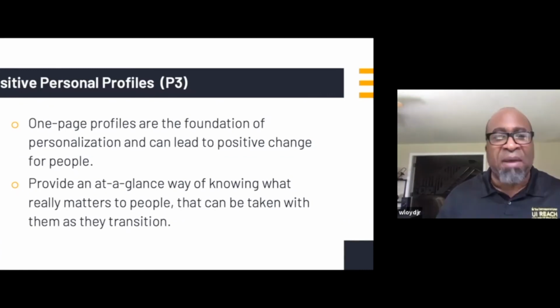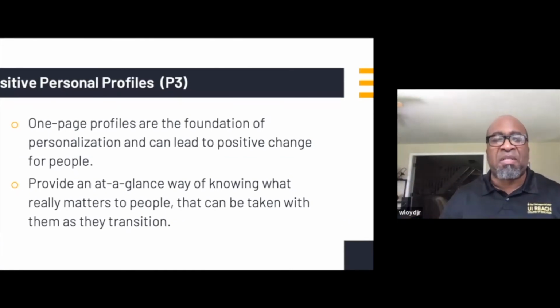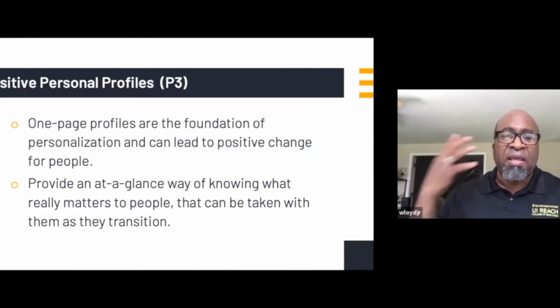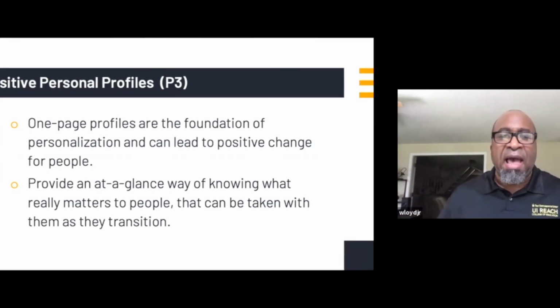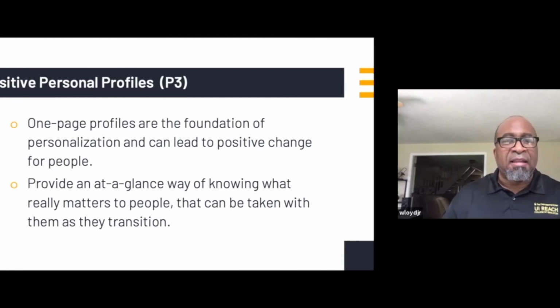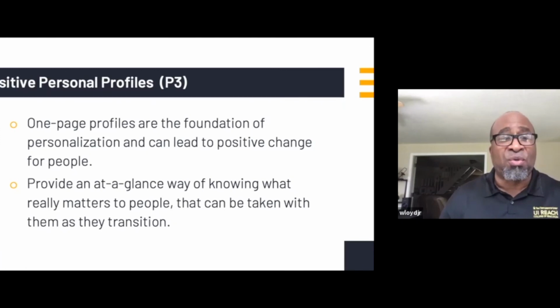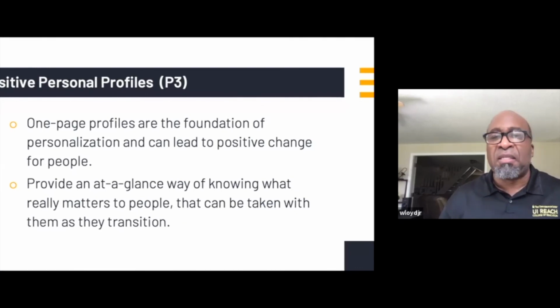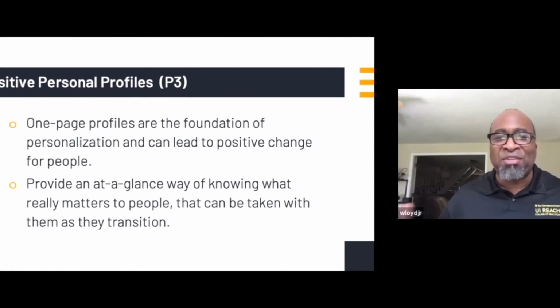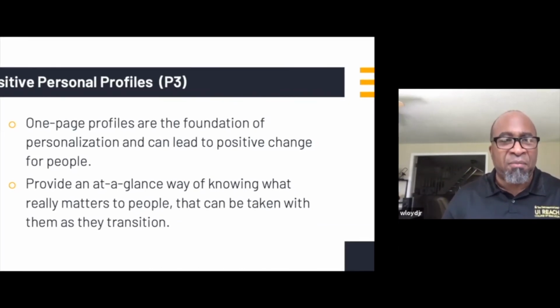It's personal because it's all about you. And third, it represents you in a graphic way on one sheet of paper that we look at to really try to structure how your time at UI Reach is going to be spent. So this is a one-page profile that leads to positive change, right? It's an at-a-glance way of knowing what really matters to you, but it also incorporates what's important for you, all right? It's a living document. You'll do it once, but you'll do it many, many times because we as people grow and change. So over the course of your time at UI Reach, you can update this document to reflect who you are at different points in your time with us, all right?